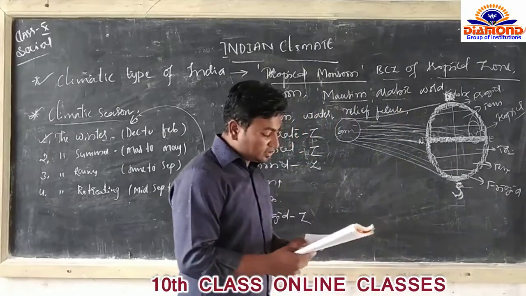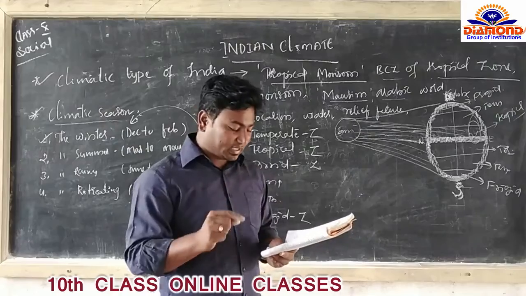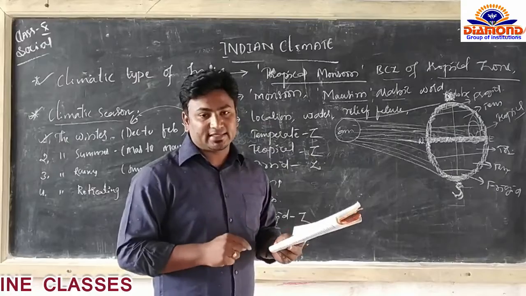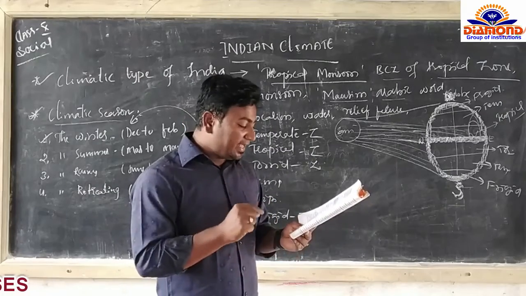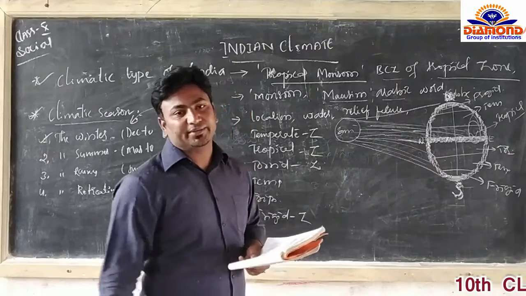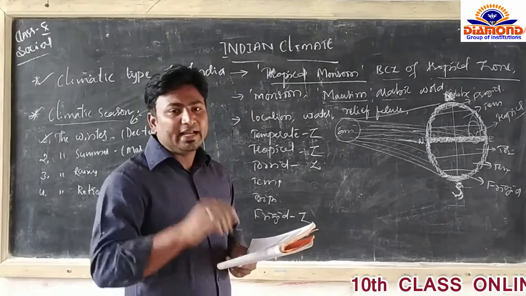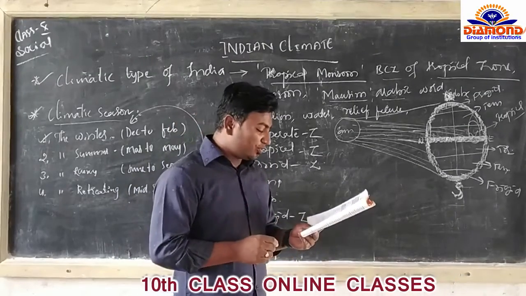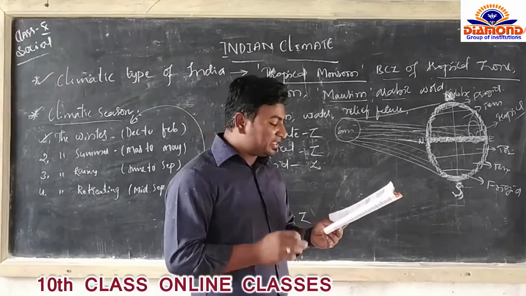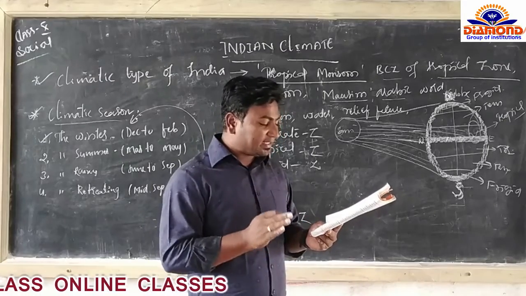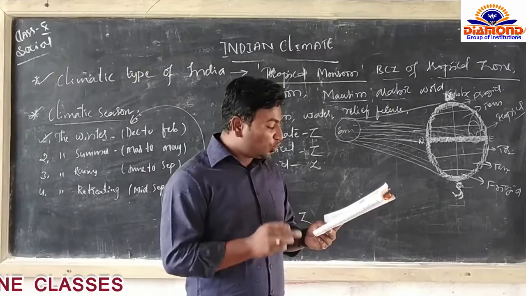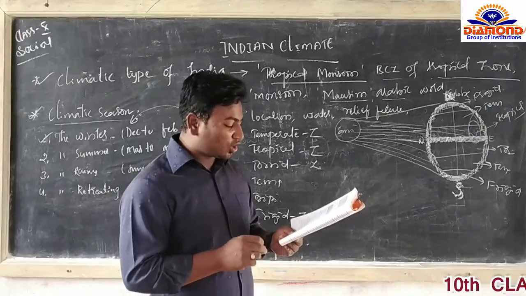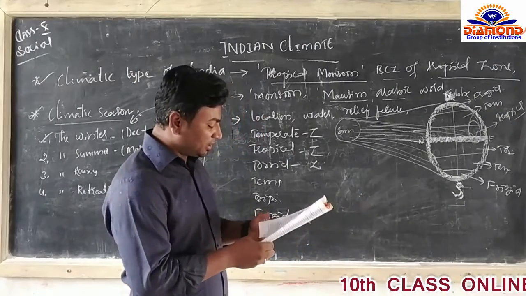Let's see the details. During this season, the rays of the sun fall vertically over the southern hemisphere. What happens to India? India gets oblique rays of the sun. At this time, India is getting oblique rays of the sun, hence the temperature and humidity are low and the sky is clear. It is cool in the north and warm in the south. January is the coldest month, especially in the hilly areas of Kashmir.